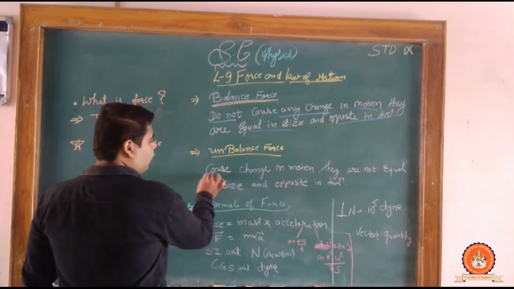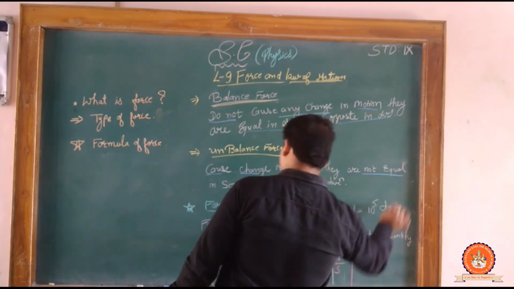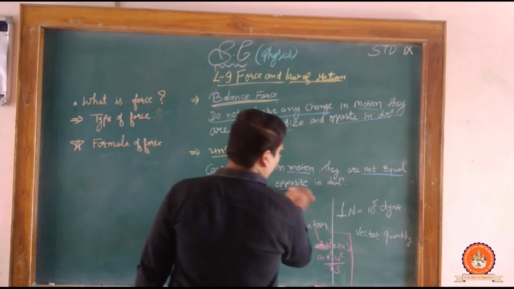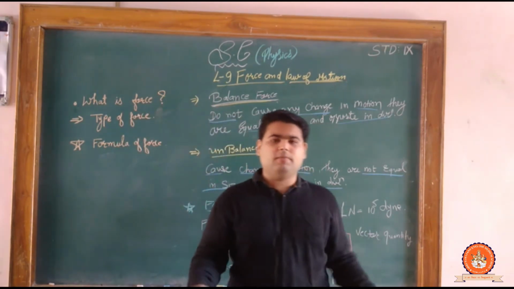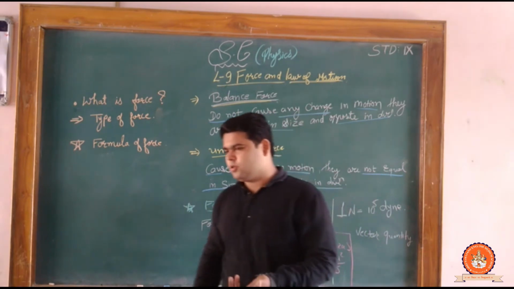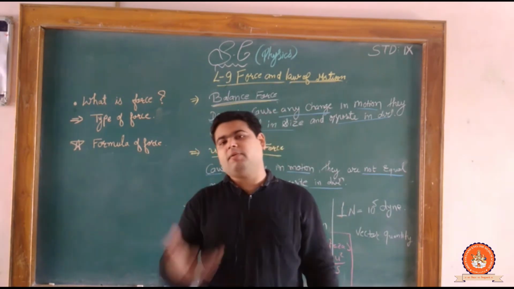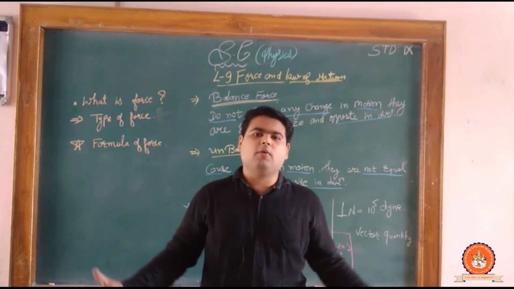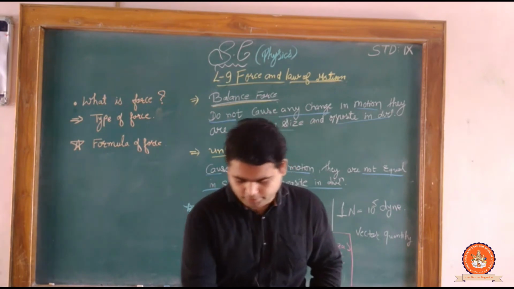Unbalanced forces cause change in motion. They are not equal in size, though there is opposite direction. Clear? So if I apply 10 Newton on one person, and the person in front gives me 20 Newton, then what happened? The direction is opposite, clear? But he was heavier on us.